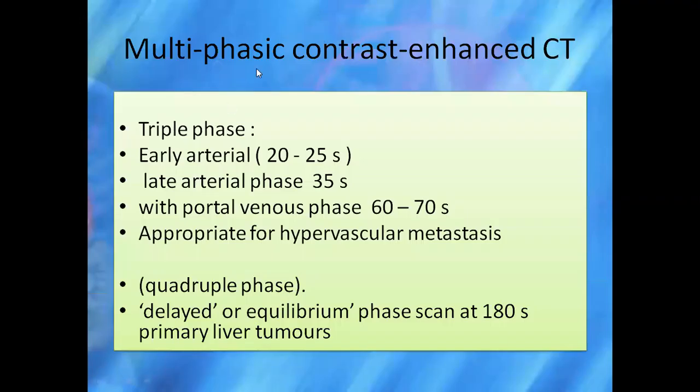Multiphase contrast-enhanced CT: the triple phase and the quadruple phase. The triple phase consists of early arterial at 20 to 25 seconds, late arterial phase at 35 seconds, and portal venous phase after 60 to 70 seconds, appropriate for hypervascular metastasis. The quadruple phase adds the delayed or equilibrium phase at 180 seconds for primary liver tumors.